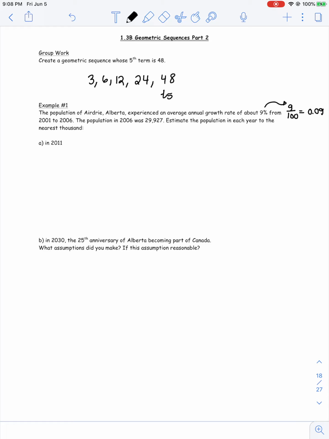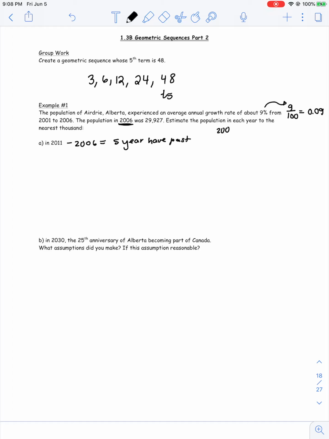Now, we also need to figure out what year we're in. So in 2011, we know that we started the population counting in 2006. So we need to figure out how many years have passed. So 2011 minus 2006 means that 5 years have passed.